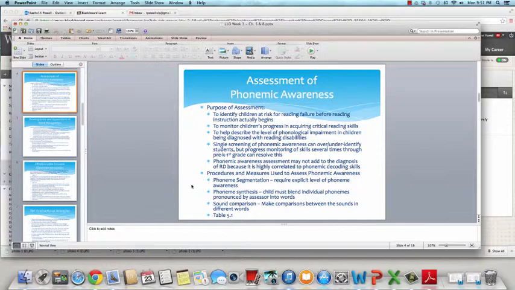So you monitor a skill, say for instance, let's use DIBELS. And DIBELS monitors initial sound fluency at the beginning of the year, sometime in August. And you look at initial sound fluency, how quickly students are able to identify the first sound in words. And any student who falls in the red, which is the most at-risk category, you can choose whether or not to do an intervention with them to teach them that particular skill.